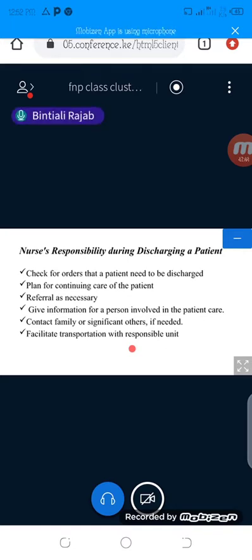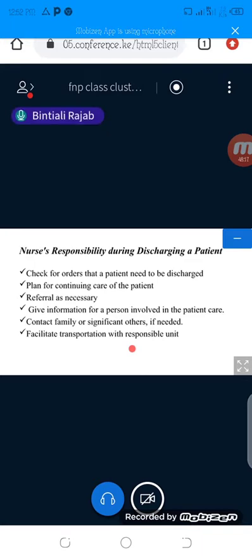Plan for continuing care of the patient. Even as you are discharging this patient, it is important that you plan for the patient as they go home. What are some of the things that they will do? What will they continue doing when at home? What medicine will they take? What food will they eat? What are the instructions that you give this patient during discharge? Very important. Don't just tell the patient, now you are ready to go home.